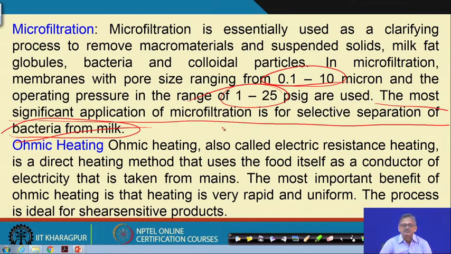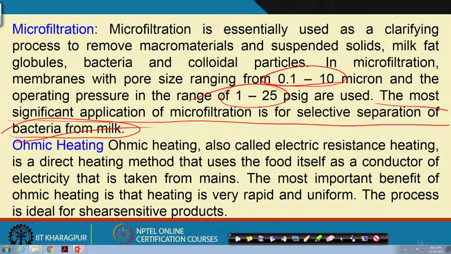That is one vital thing: if bacteria can be removed from milk with microfiltration, then the high temperature which affects the quality of milk is not required, or can be minimized. So this is another technique by which you can remove even the bacteria from the milk.